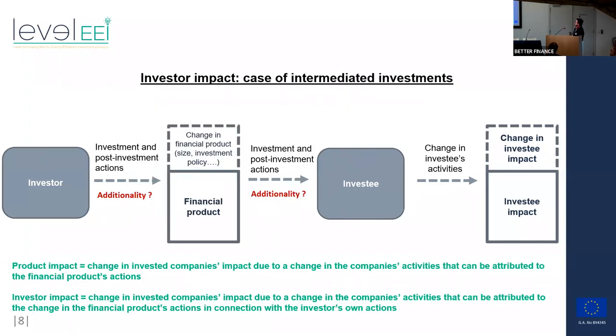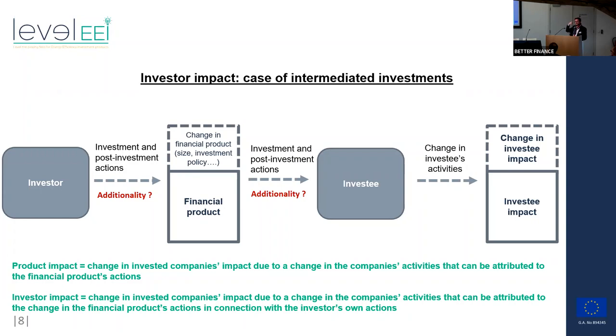But it gets more complicated when you intermediate the relationship between the investor and the investee through a product. In that case, you could think at three different levels: investee level, product level, investor level. And I know it's very counterintuitive, but you can invest in a positive impact financial product without having a positive investor impact. It happens very often when you buy, let's say, a share of a fund in the secondary market, and it's not an open-end fund, it's a closed-end fund. So you're just buying a share of the fund from someone else. So you do not make the fund grow. So you do not create additionality at the level of the fund. And as a consequence, that cannot create any additionality at the level of the investments of the fund.